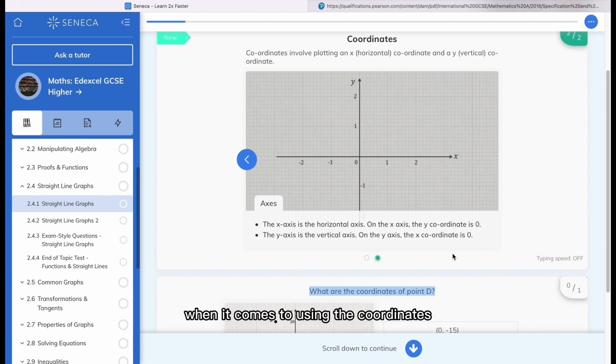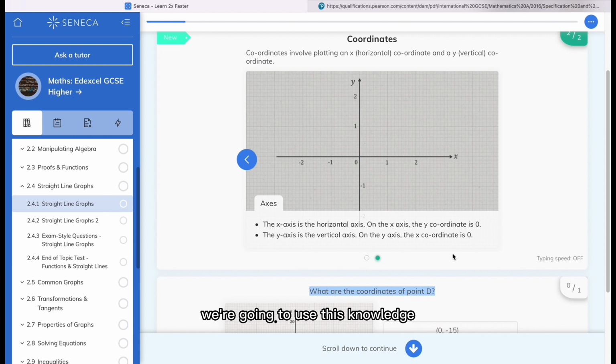When it comes to using the coordinates, do not make your eyes go up here. Just focus just here. Seneca purposely does this, because we just looked at the two axes: the y coordinate is 0 if it's on the x-axis, and if it's on the y-axis the x-coordinate is 0. We're just using that segment, and the question is asking what the x-coordinate is and what the y-coordinate is. This is a segment where it's on the x-axis. What will the y be?